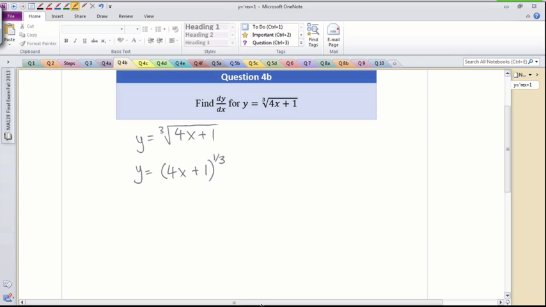Same rules apply. Derivative of the outside function, I will put that 1/3 in front, multiplied by (4x plus 1), 1/3 minus 1 is negative 2/3. And multiply by the derivative of 4x plus 1, which in this case is just 4. So our answer is 4 over 3 times (4x plus 1) to the negative 2 over 3. Any questions?